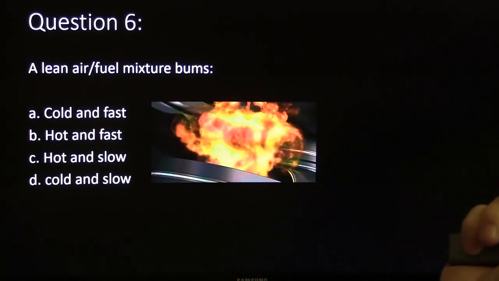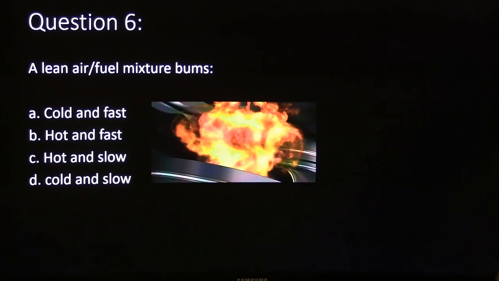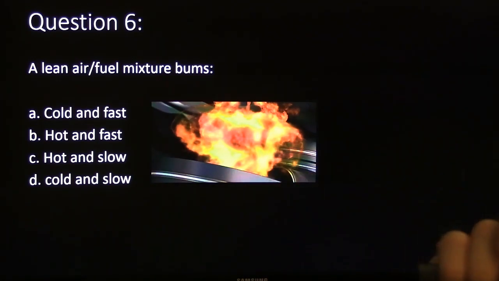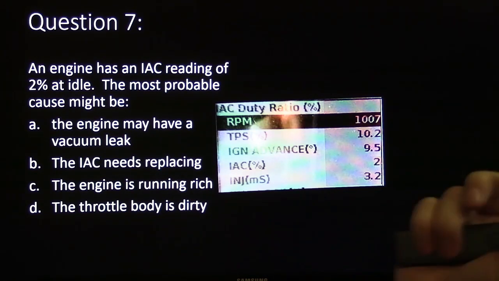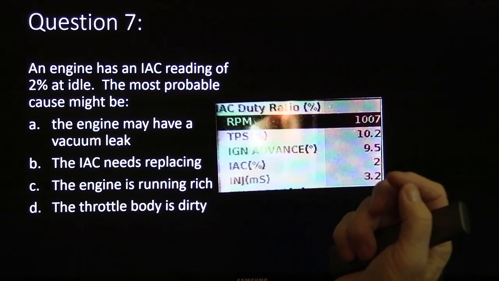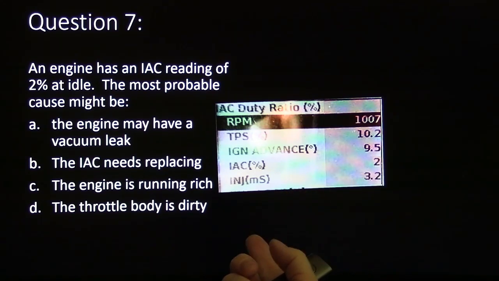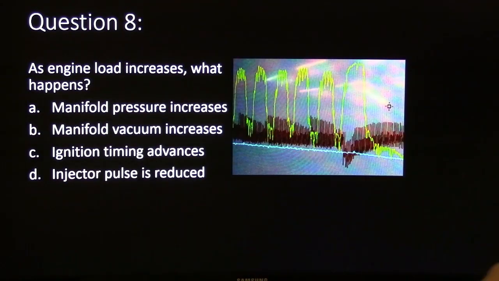A lean air fuel mixture burns what? Cold and fast, hot and slow, or cold and slow. An engine has an HC reading of 2% at idle. The most probable cause might be the engine may have a vacuum leak, the IAC needs replacing, the engine is running rich, or the throttle body is dirty.